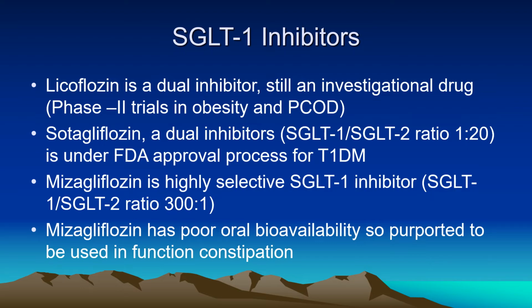Mizagliflozin is a highly selective SGLT1 inhibitor with selectivity for SGLT1 of 300 to 1. But this is not absorbed adequately when given orally. Therefore, it has only a local action. So it has been purported to be used in constipation.